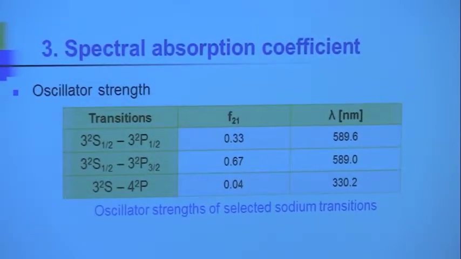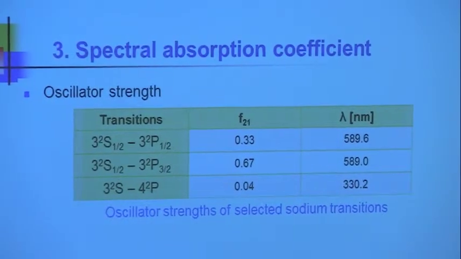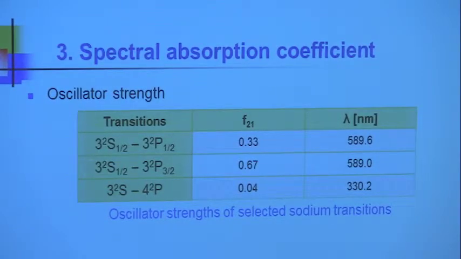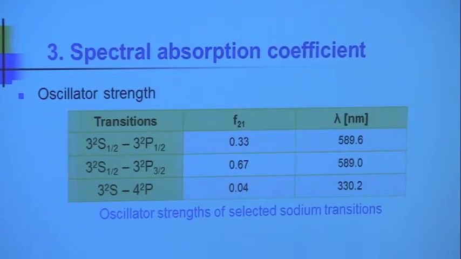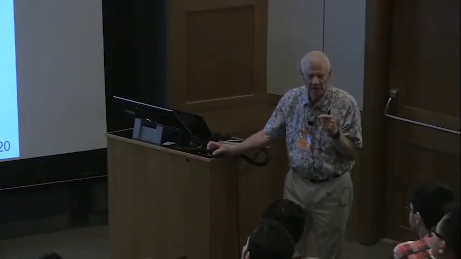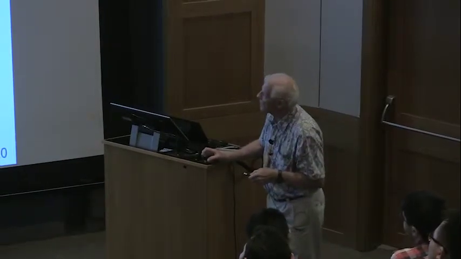Okay, so spectral absorption coefficient. Here's some examples now. These are sodium transitions. Sodium is in the left-hand, the first column of the periodic table. It's called the alkali metals. They're the simplest ones to deal with because there's only one electron that's not in a closed shell. Simplest case to deal with. Everything else harder.